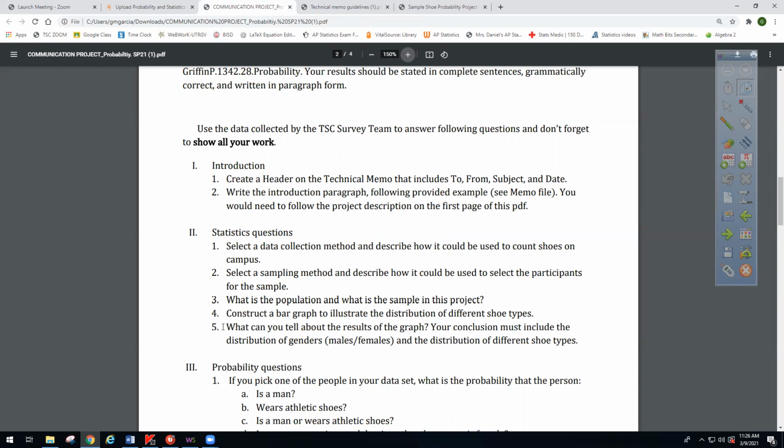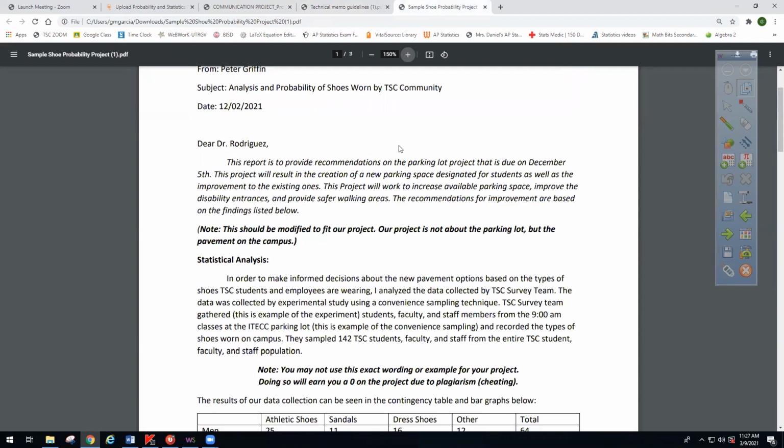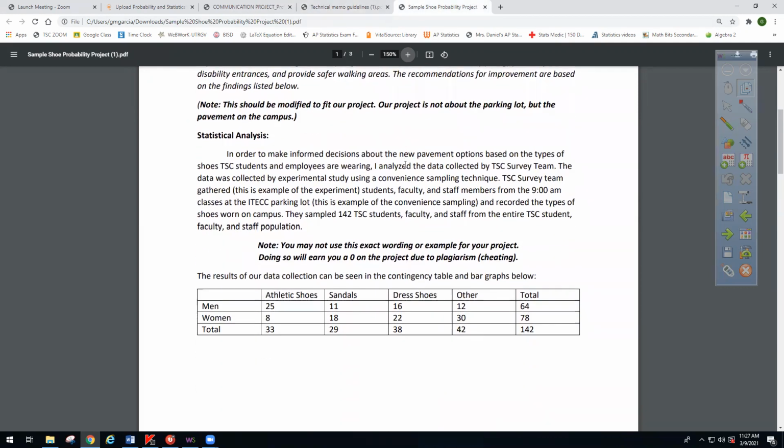Your conclusion must include a distribution of genders, males, females, and distribution of different types. All of those questions are going to be answered here in this statistical analysis. Now, if you look at the sample shoe project that someone turned in last semester, this is what you're going to be working with, okay?